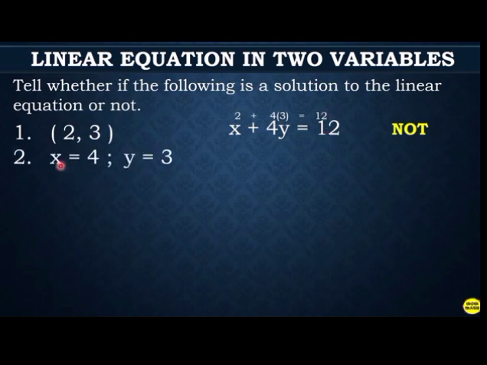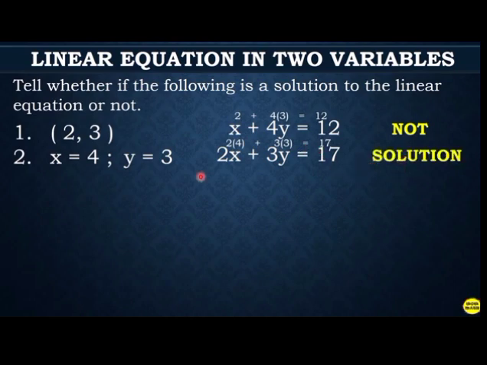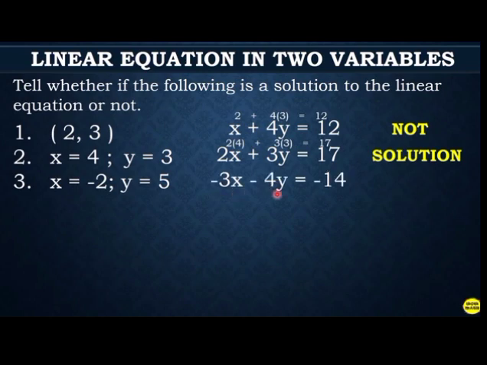So next is x equals 4 and y equals 3. The equation is 2x plus 3y equals 17. Let's substitute the value of x and the value of y. So x is 4 and y is 3. So we have 8 plus 9 equals 17. So 8 plus 9, 17 equals 17. So it is a solution. Next is x equals negative 2 and y is 5. The equation is negative 3x minus 4y equals negative 14. Let's substitute the value of x and y. So what is the answer?